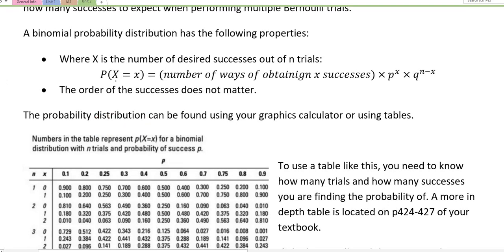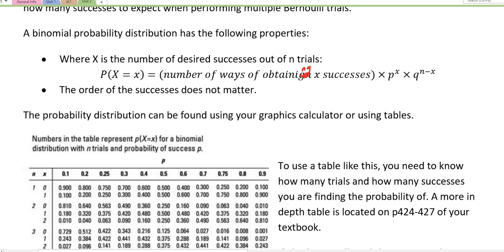So the probability that the number of wins that happens is equal to the number of ways of obtaining x successes. Before, when we looked at getting 3 heads, we had to list out the number of ways to get the different heads. You have to know the number of different ways you can get that many successes, times the probability of success, p, to the power of the number of wins, times the probability of failure to the power of the number of trials minus x successes.